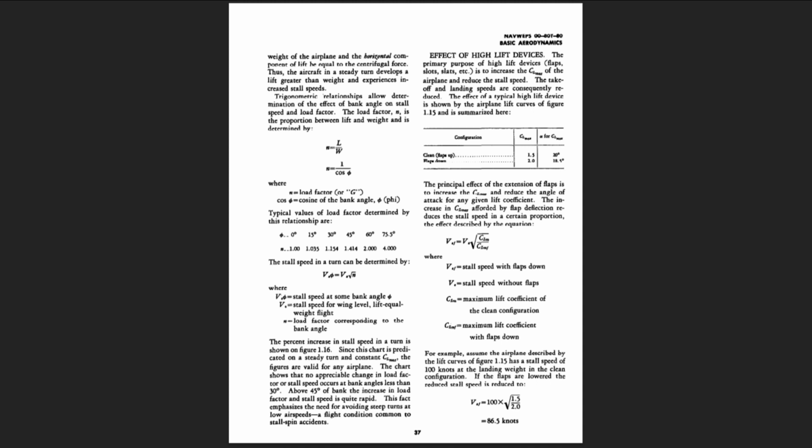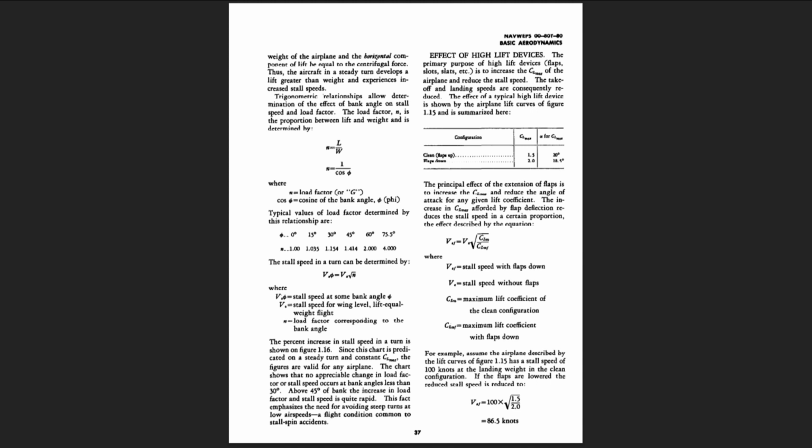The increase in CL max afforded by flap deflection reduces the stall speed in a certain proportion, the effect described by the equation VSF = Vs times the square root of CLm over CLmf, where VSF equals stall speed with flaps down, Vs equals stall speed without flaps, CLm equals maximum lift coefficient of the clean configuration, CLmf equals maximum lift coefficient with flaps down.